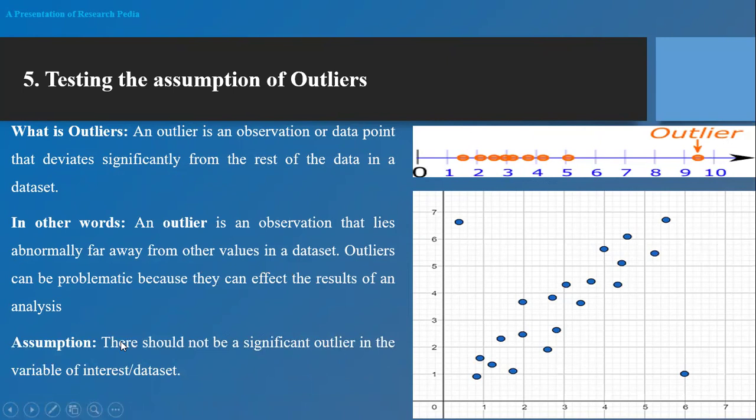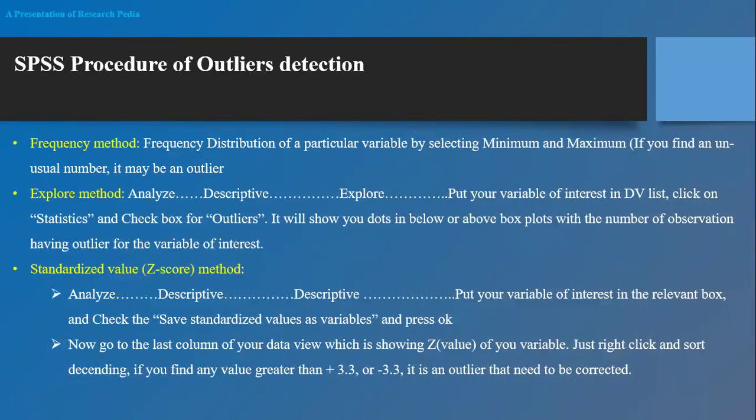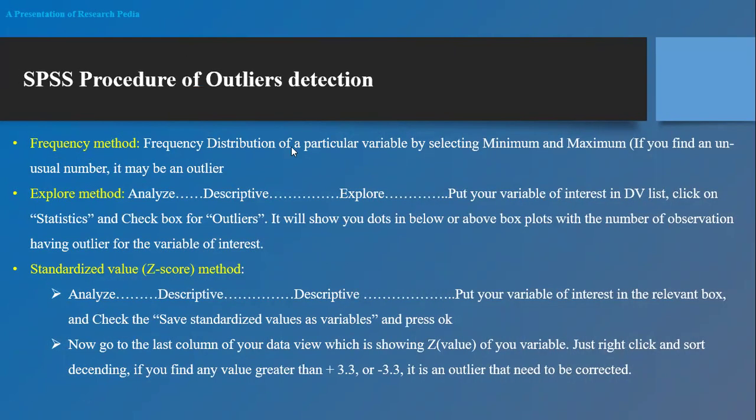So what is the assumption? The assumption is that there should not be a significant outlier in the variable of interest or data set. So how many methods are there here? There are a number of methods. For example, the frequency method: the frequency distribution of a particular variable, by selecting minimum and maximum. If you find an unusual number, it may be an outlier.